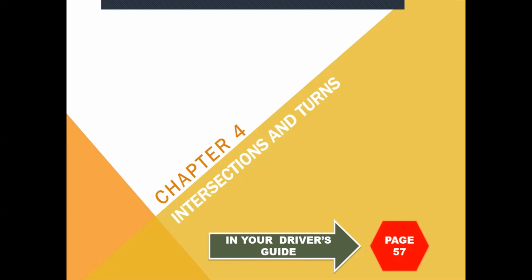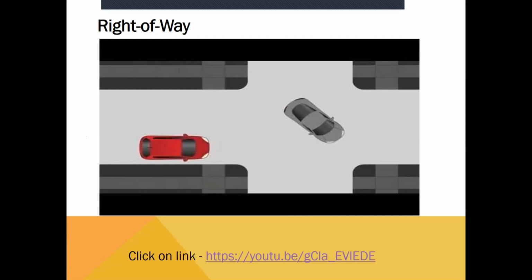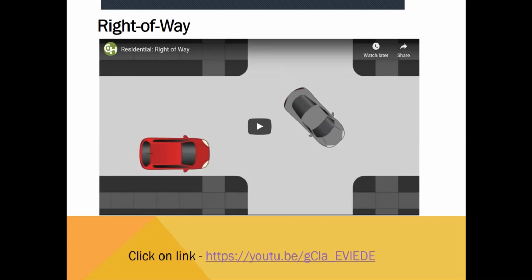So starting on page 58, we're going to talk about intersections and the right of way. So many of you have probably heard the term right of way, but some people forget what the right of way means, or they use it all the time. They're like, I had the right of way, or I was there first. But this video is going to demonstrate what the right of way means and how you would default to it, especially in uncontrolled intersections.